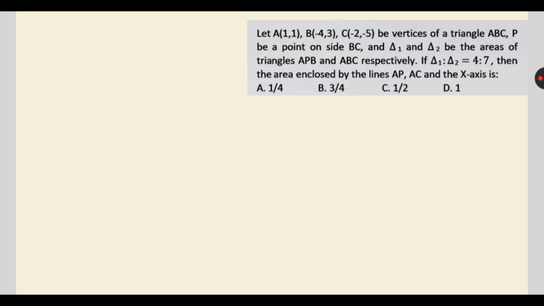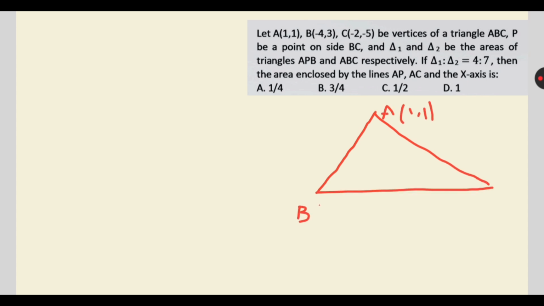Another question. The given question is, let A equal to (1, 1), B equal to (minus 4, 3) and C equal to (minus 2, minus 5) be the vertices of the triangle ABC. P is a point on the side BC. So let's draw the triangle. They gave a triangle, A point as 1, 1, B point as minus 4, 3 and C point as minus 2, minus 5. P is a point on the side BC. That means here is the P point.